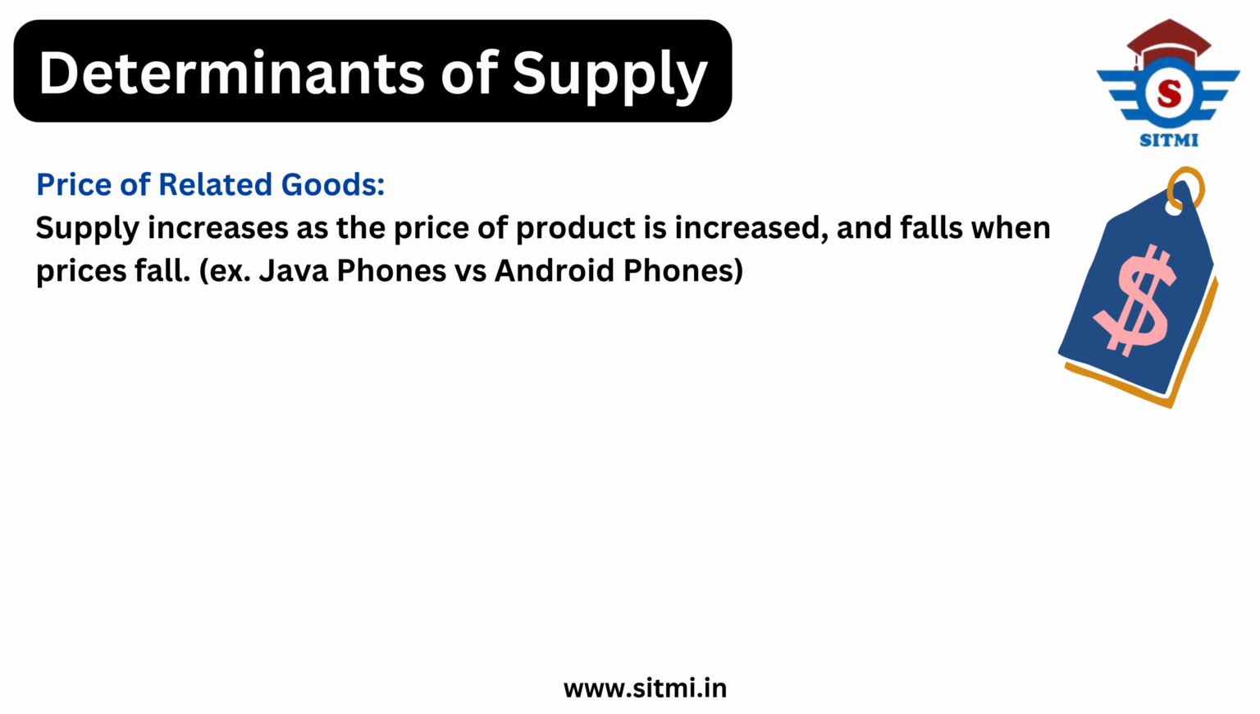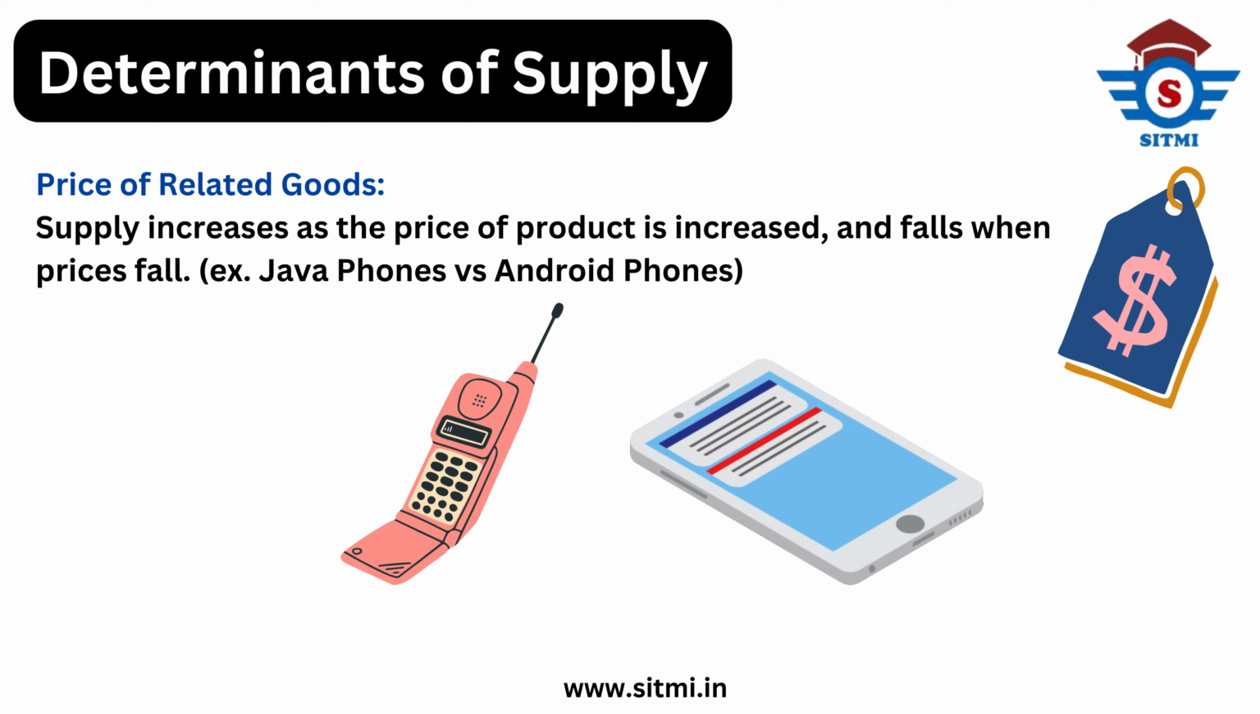Now let's take an example of mobile phones. Previously we used to buy mobile phones which were based on an operating system of Java language. Now, when Android phones were launched, the price of Android phones was on a higher side, and hence the supply of Android phones was more, and it is dominating the market compared to the mobile phones of Java programming language.